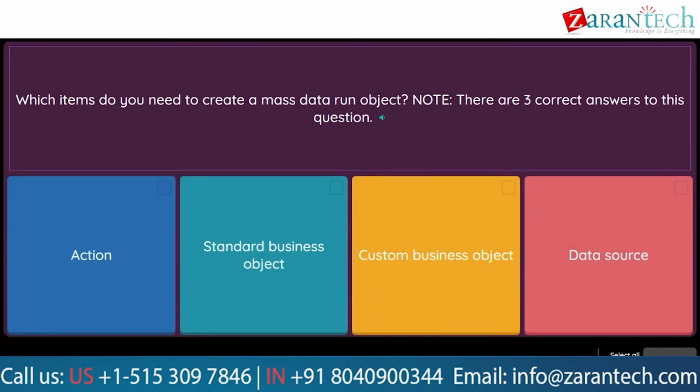Question: which items do you need to create a mass data run object? Note: there are three correct answers to this question. Option 1 Action. Option 2 Standard business object. Option 3 Custom business object. Option 4 Data source.